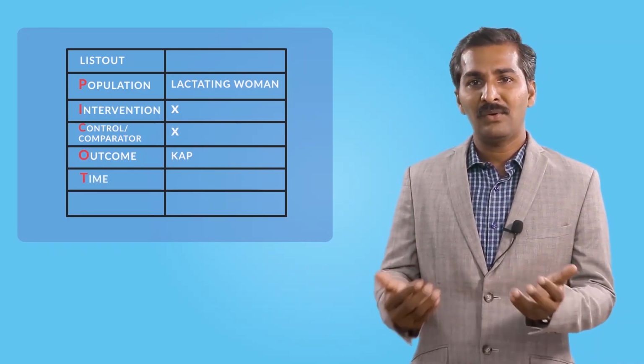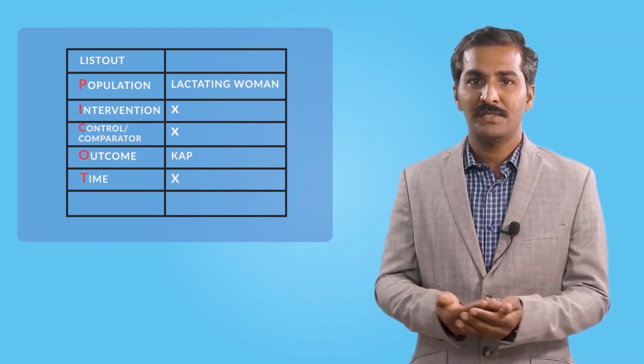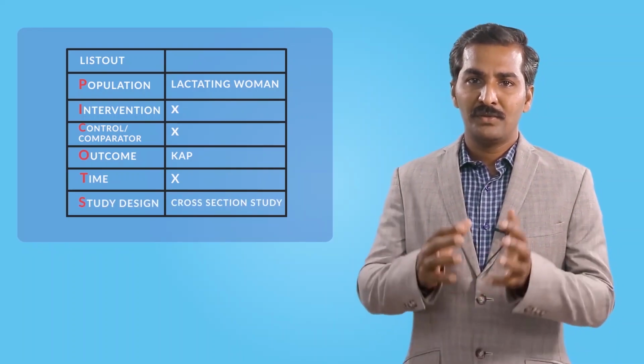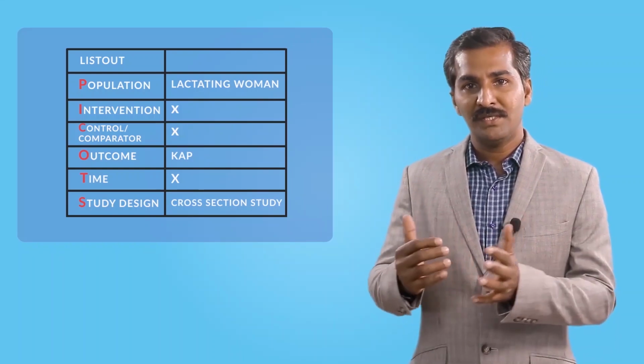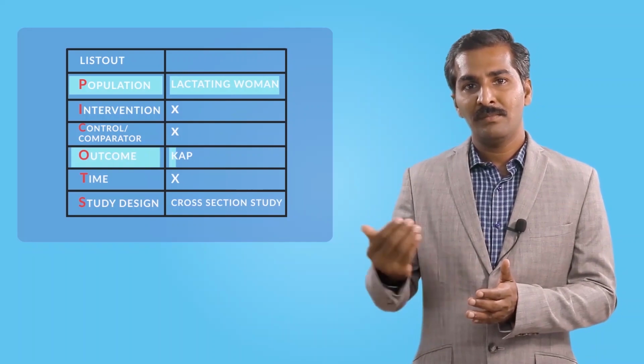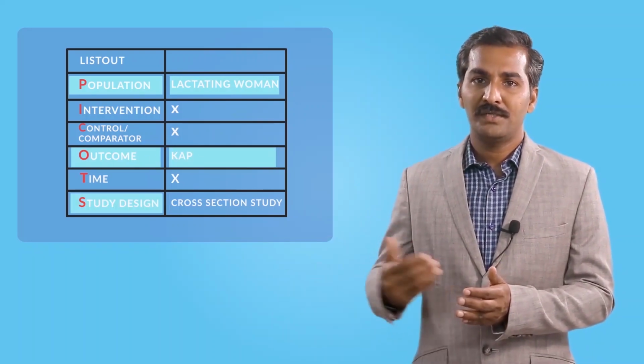And timeline, I am not looking at any timeline. I am doing a simple cross-sectional study or a descriptive study at an instantaneous point of time. So in this particular study, only 3 things are applicable out of PCOST. Population, lactating women, outcome, KAP, and study design, a cross-sectional study.